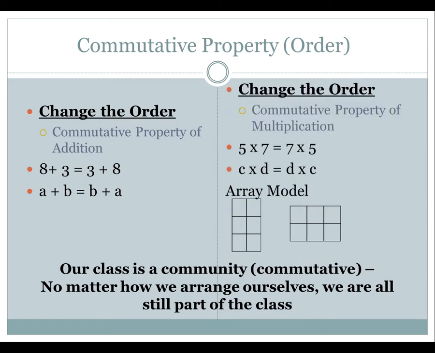Then there's a change in order again, the commutative property of multiplication. That's 5 times 7, which is 35, and 7 times 5 is 35. You guys know how in the old multiplication tables the two things lined up? That was kind of like the commutative property. Whether it went down first or to the left first, it's all the same. That's commutative property.